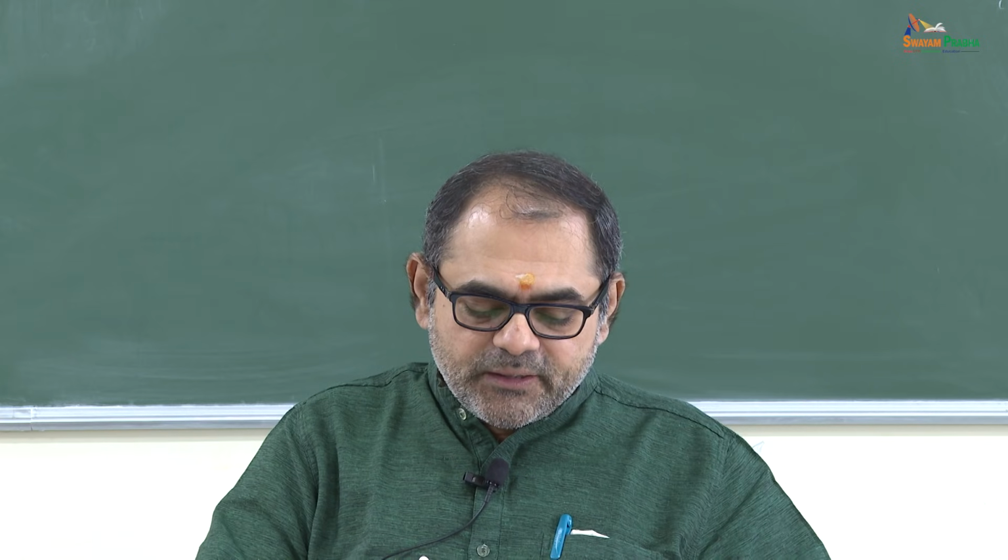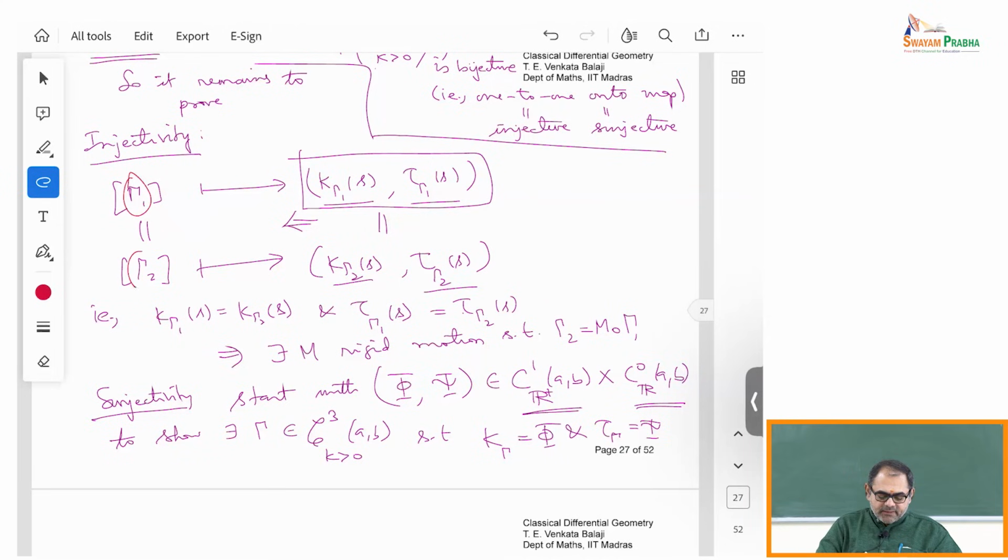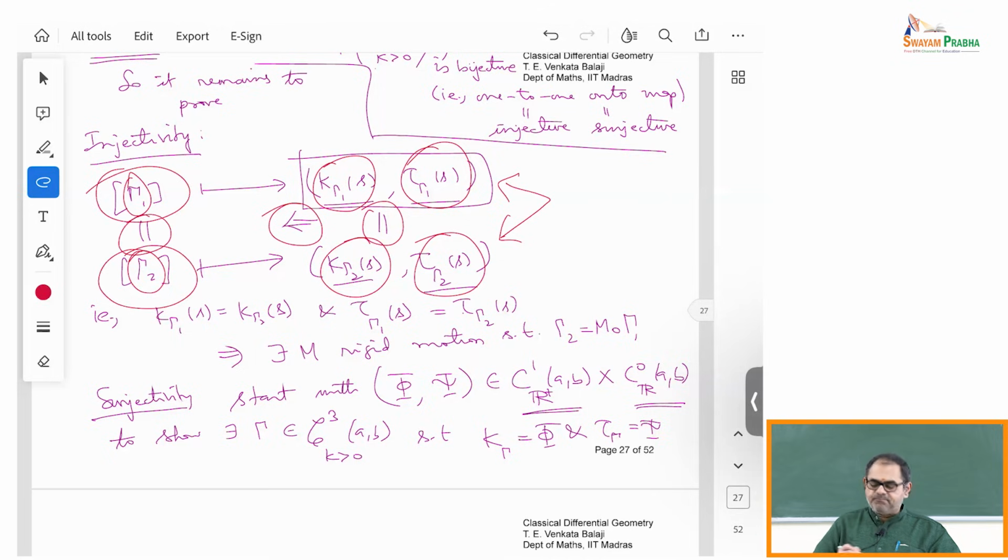You have to take two curves, capital gamma 1, capital gamma 2, and you assume that the curvature of gamma 1 and the curvature of gamma 2 are the same, and similarly the torsion of gamma 1 and the torsion of gamma 2 are the same. Then you have to show that gamma 1 can be moved to gamma 2 by a rigid motion. So basically these two pairs being equal should imply that these equivalence classes are the same. That is what we have to prove. That is injectivity of this map.